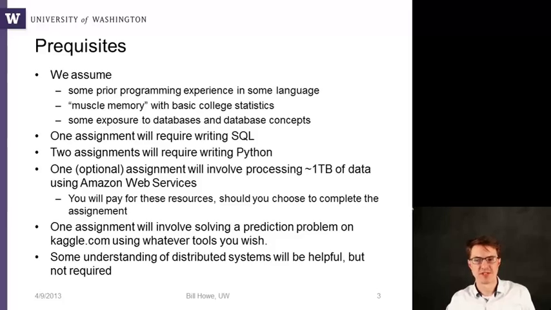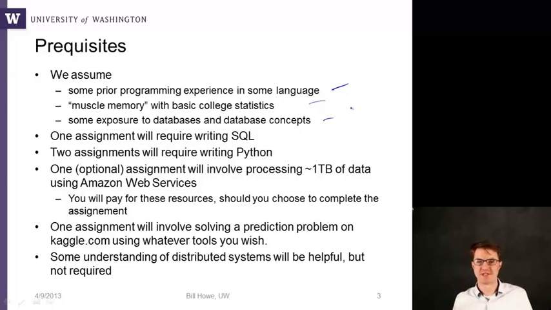Okay, so the prerequisites here are pretty light because we are trying to cast such a wide net, but they're really important. Some prior programming experience in some language is going to be really critical. Then, we're going to use terminology from basic college statistics or advanced high school statistics. So when I talk about linear regression, you should know what that means. You should also be able to look at some visualization of data and understand what it's telling you.